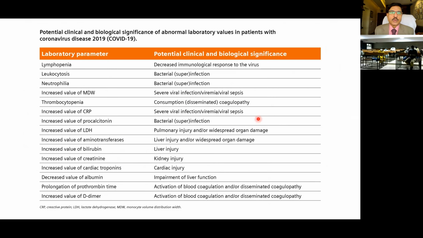So I showed you these laboratory parameters also on the prognosis: lymphopenia, leukocytosis, neutrophilia, and then thrombocytopenia, CRP, procalcitonin for bacterial infection, LDH for pulmonary injury, transaminases for liver, bilirubin for liver injury, creatinine for the kidney injury, cardiac troponins for cardiac and tissue injury, low albumin again for the impaired liver function, prolongation of the prothrombin time, and D-dimer. These have to be monitored.